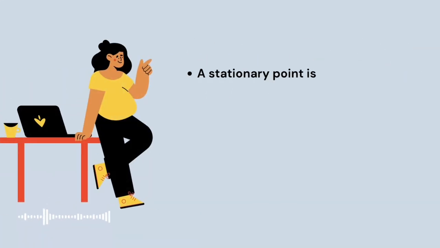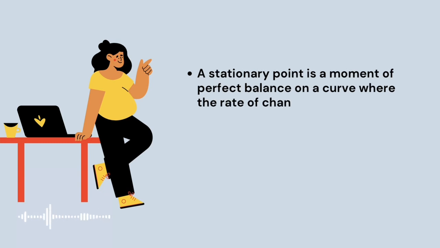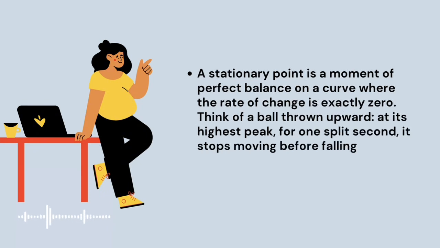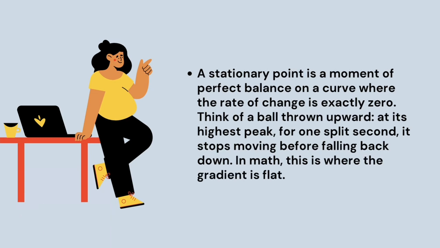A stationary point is a moment of perfect balance on a curve where the rate of change is exactly zero. Think of a ball thrown upward. At its highest peak, for 1 split second, it stops moving before falling back down. In math, this is where the gradient is flat.